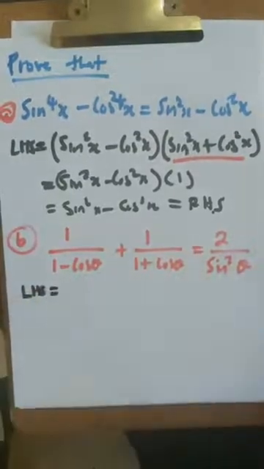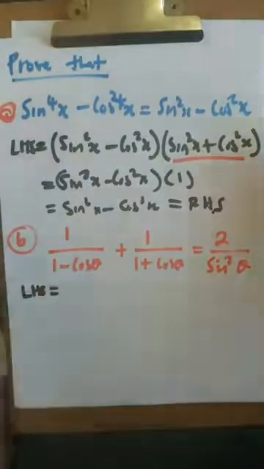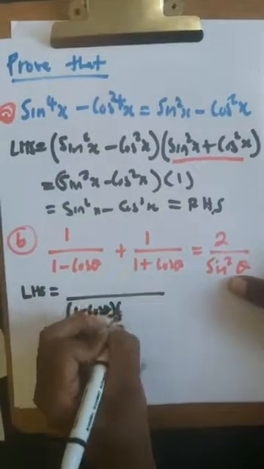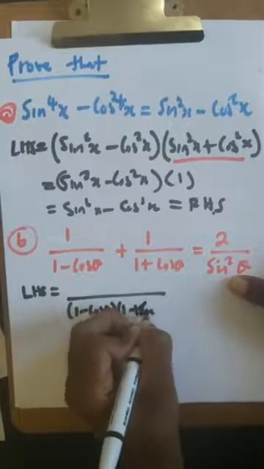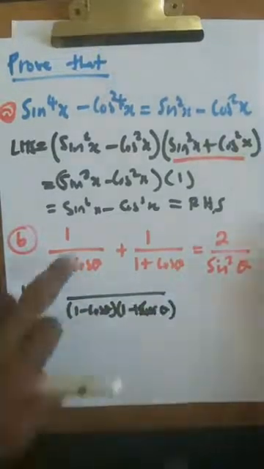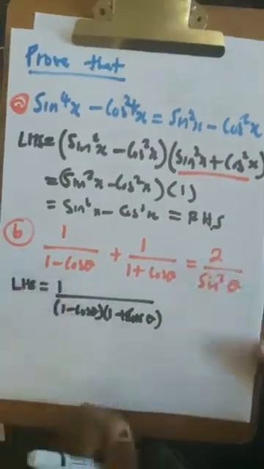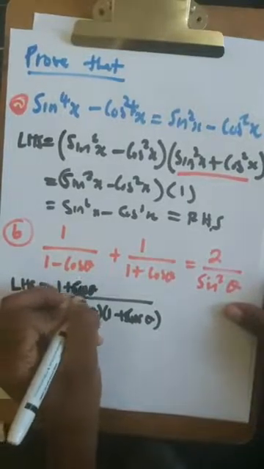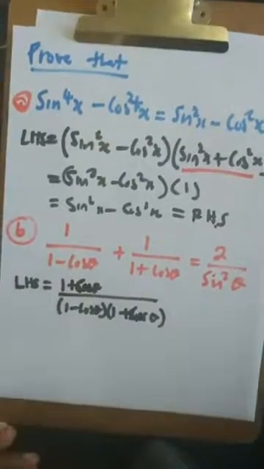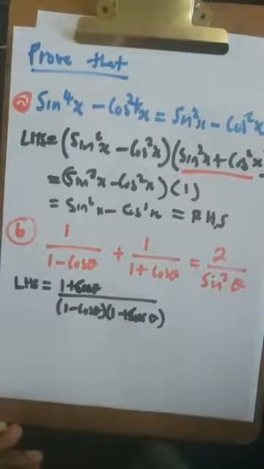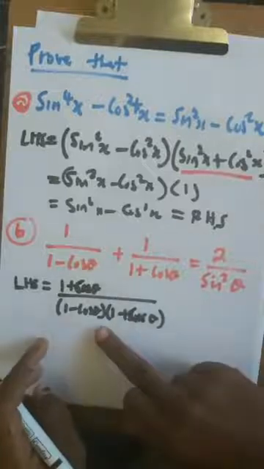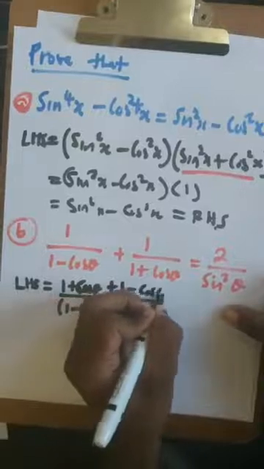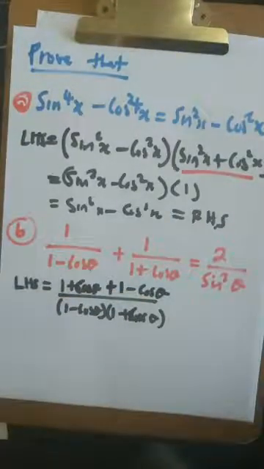Left hand side is equal to, so our LCD is going to be 1 minus cos theta, 1 plus sine of theta, 1 plus cos of theta. Then you cancel the plus, and we have 1 minus cos of theta, 1 minus cos of theta.